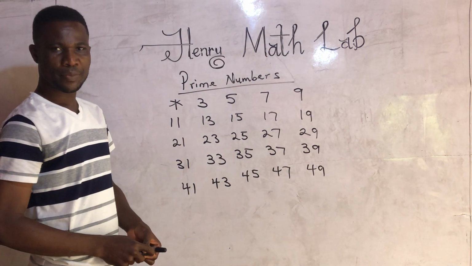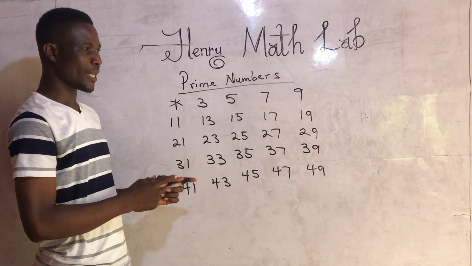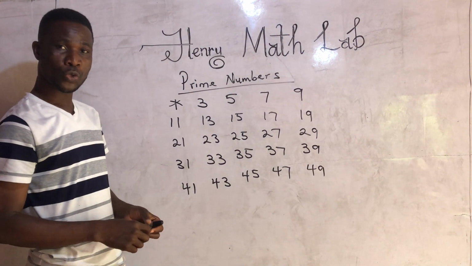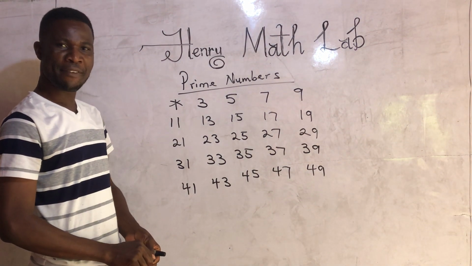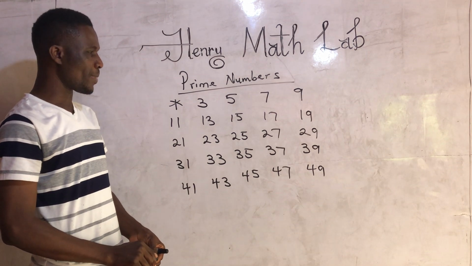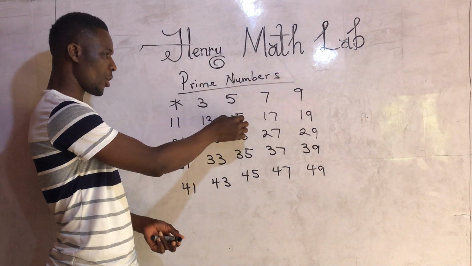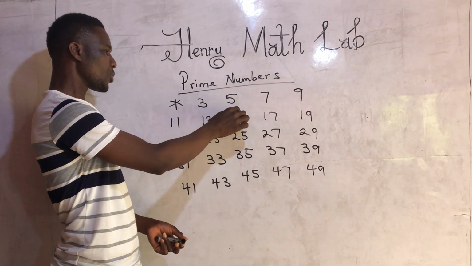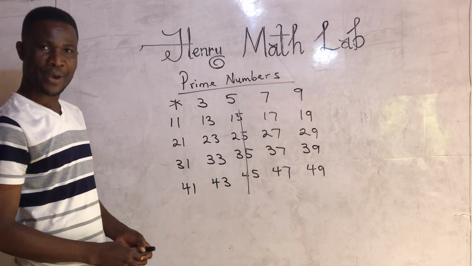Cross out numbers that can be divided by 5 except 5. To really understand, if you have a challenge with that, you can watch my other video on the rules of divisibility. So cross out numbers that are divisible by 5. A number is divisible by 5 if that number ends with 0 or 5. So you can see all these numbers, they end in 5, but you won't cancel 5. So we are crossing out all these numbers that end in 5.